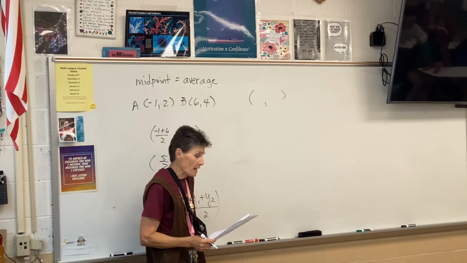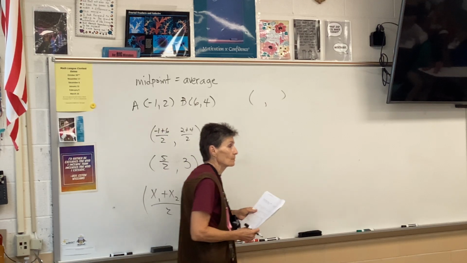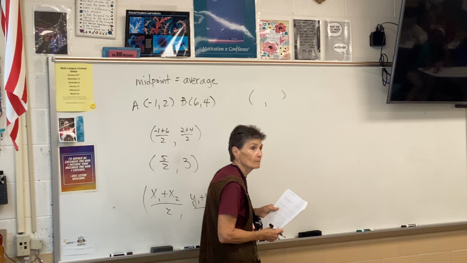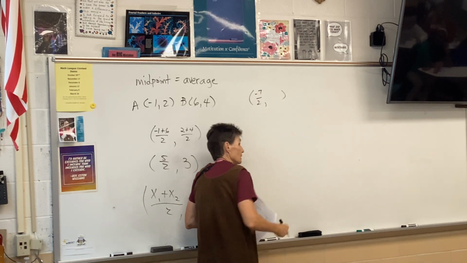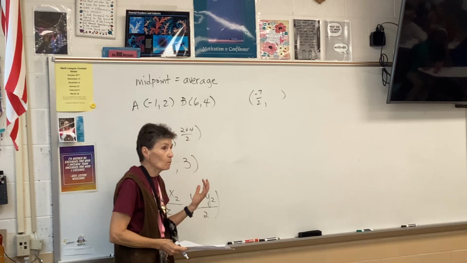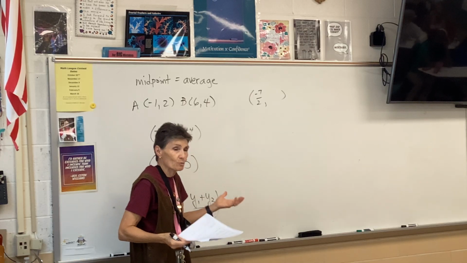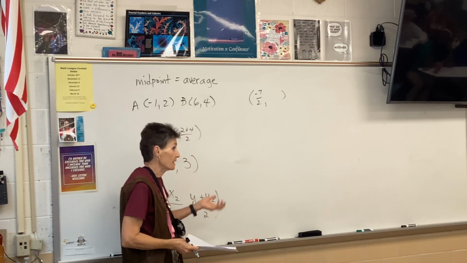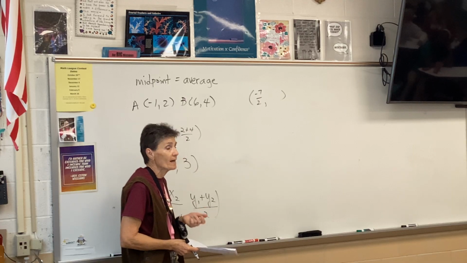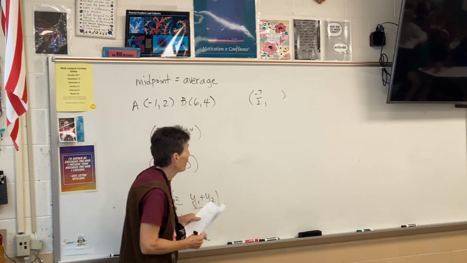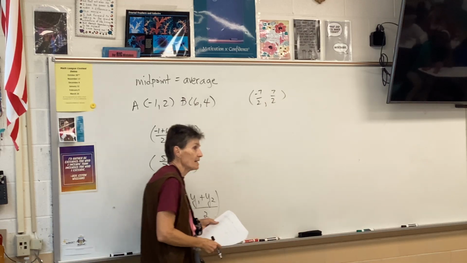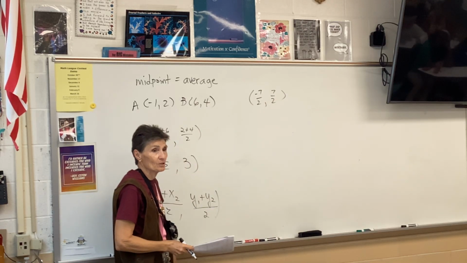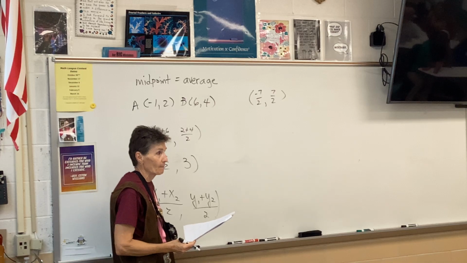What's your average x? -7 over 2. That is exactly right. I'm just going to leave it that way because I don't want to do extra steps, but if you want to write that as -3.5, that's okay. What's your y? 7/2, there's your midpoint. Add the x's, divide by 2, add the y's, divide by 2. That's your midpoint.